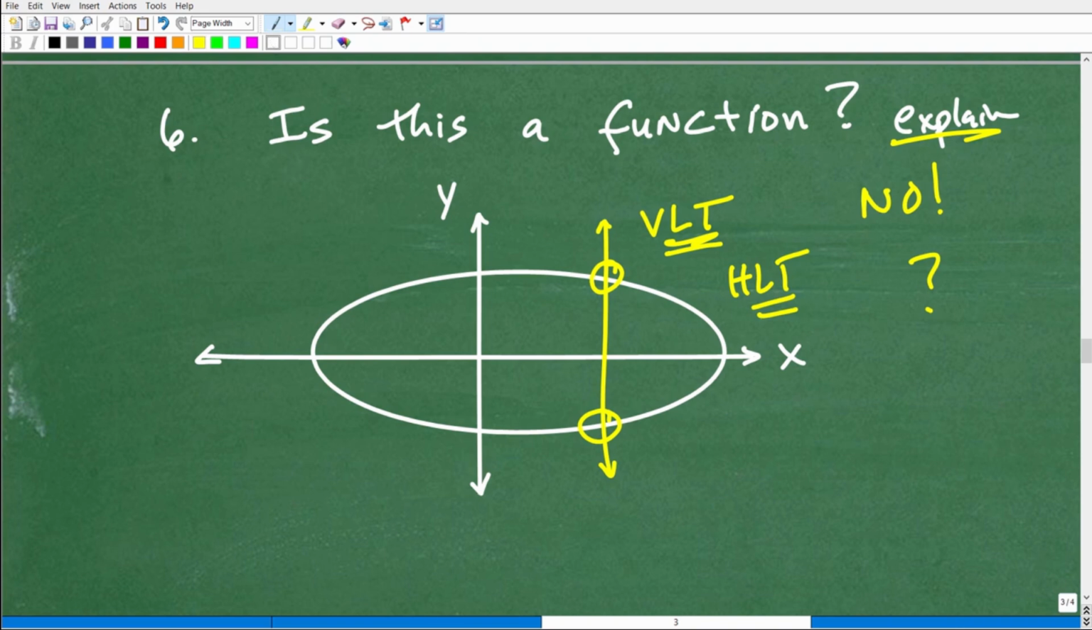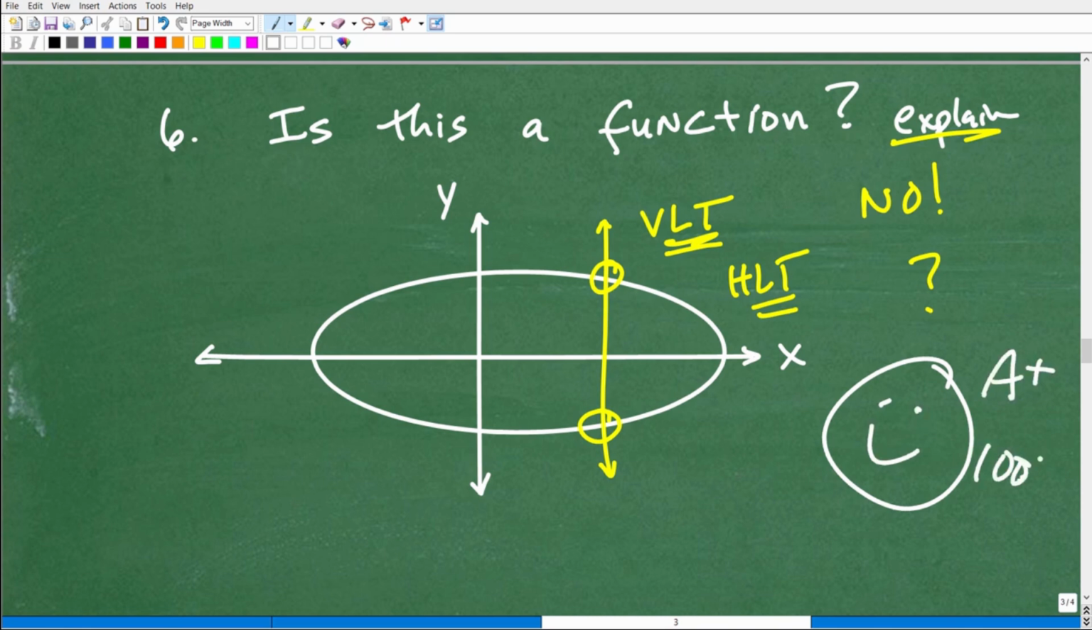So if you said no, this is not a function because this fails the vertical line test, I would be very happy. And if you got all these right, I would be like, you are awesome, A plus 100%. Matter of fact, I might just say, you know what, just skip the test, go home. I'm going to send you your A plus. I don't know what's going on. You must be watching that guy on YouTube, but you're doing awesome in algebra.